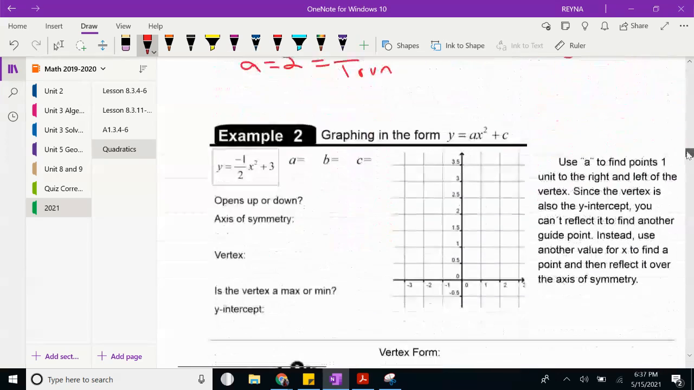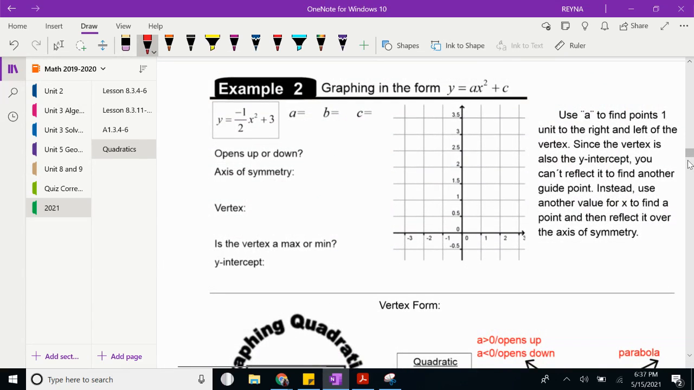So now let's try one where you guys try more. So our equation is y equals negative 1/2 x squared plus 3. What is my a value? What is my b value? What is my c value? Okay, so a is in front of x squared, so we have a negative 1/2. B is in front of x. However, I don't see an x, so that means it's actually 0. And then c is my constant, which is 3.